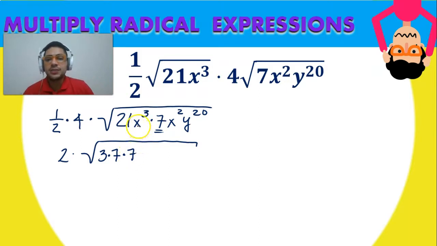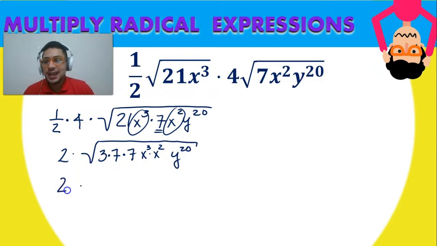Right now we have x to the power of 3, and that is going to be multiplied by x to the power of 2. Now x to the power of 3 times x to the power of 2, you have to remember that those exponents are going to be added, because of the multiplication of the same base. The base is the same, so the exponents are going to be added, and now we have y to the power of 20.